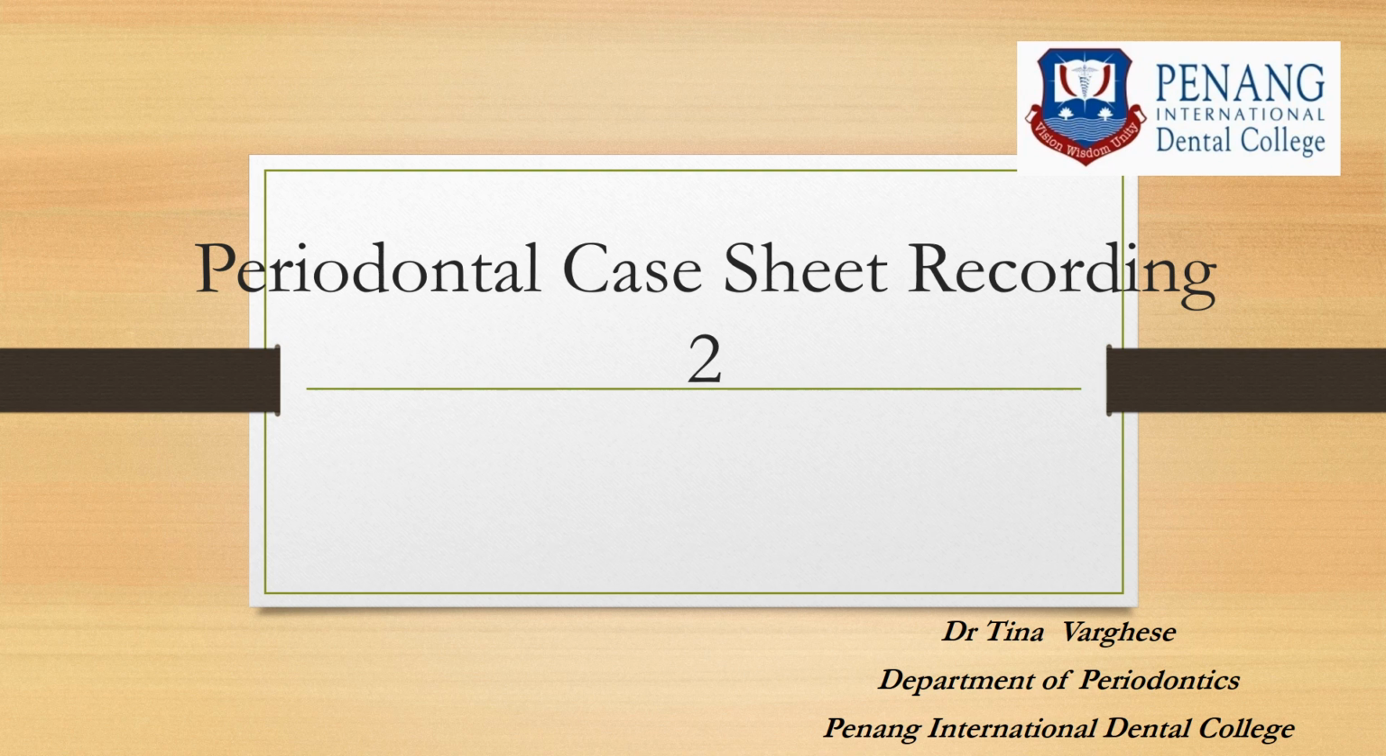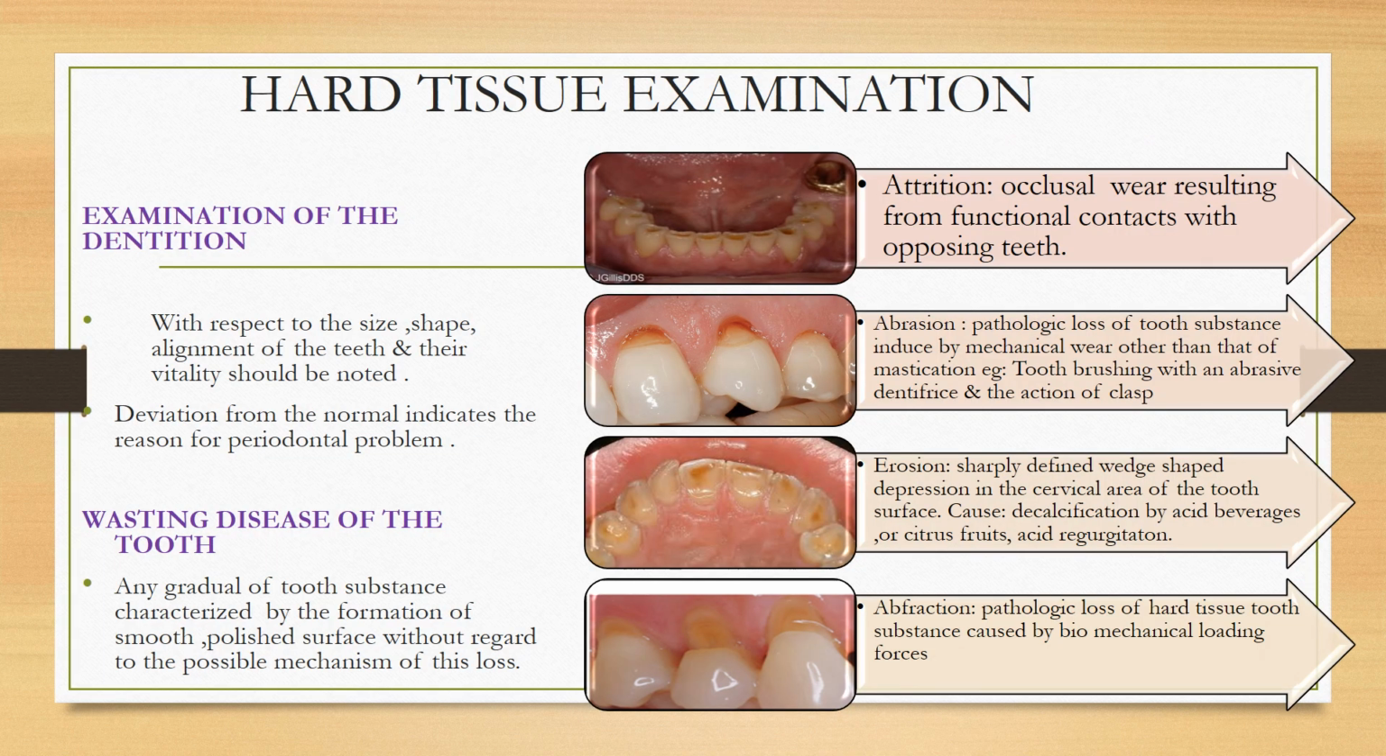So coming to the second part of periodontal case sheet recording, hard tissue examination. Examination of the dentition is very important with respect to the size, shape, alignment of the teeth and their vitality should be noted. Deviation from the normal indicates the reason for periodontal problem. So it can be explained under various wasting diseases.